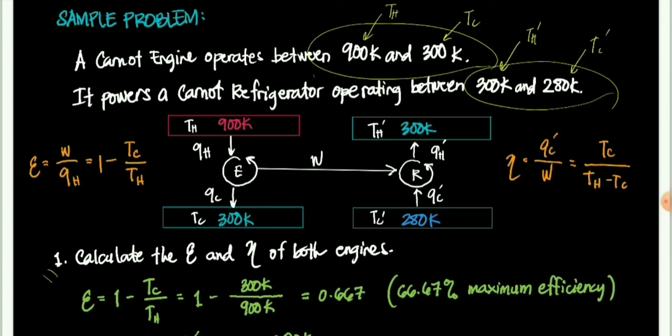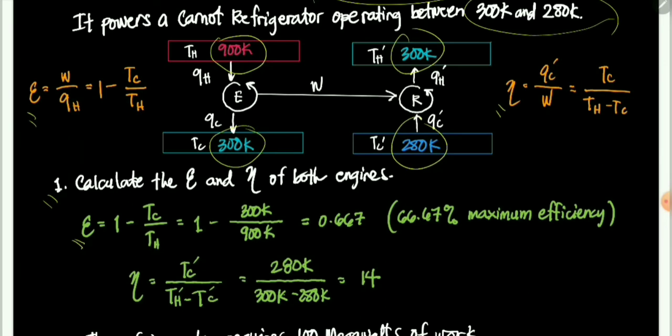So we can see in the diagram na yung ating heat engine ay merong temperatures na hot and cold reservoir. So makocompute natin yung efficiency. We also have the temperatures for the Carnot refrigerator. So makakalculate na rin natin easily yung coefficient of performance.